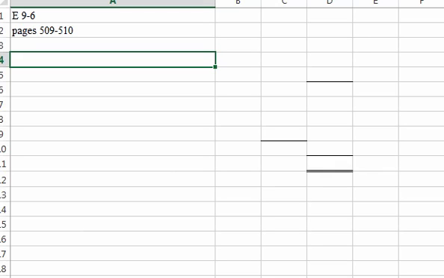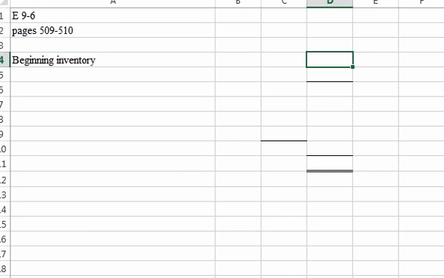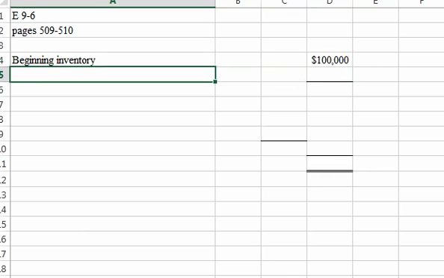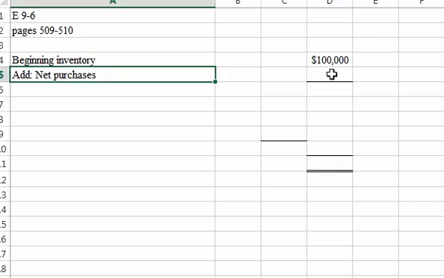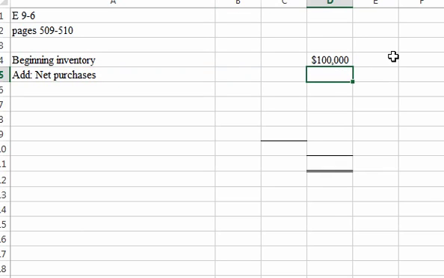Okay, well, just like in the last problem, we'll start with beginning inventory, which was $100,000. We're going to add to that net purchases, which we would know from the records. We would have both of these numbers, beginning inventory and net purchases. This is assuming inventory was counted at the end of October, and we're going to make that assumption here. Net purchases were $140,000.